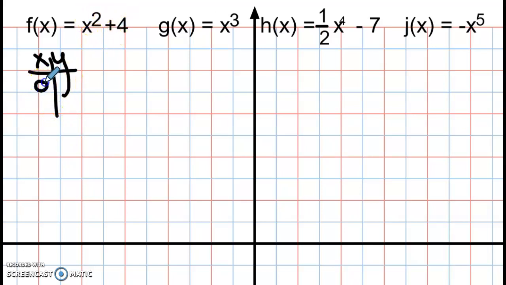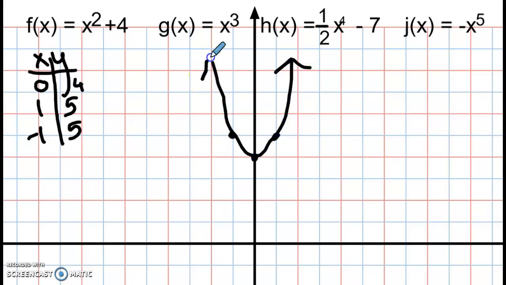If I put 0 in for x, 0 squared plus 4 is 4. 1 squared plus 4 is 5. Negative 1 squared is also 1, plus 4 is 5. You're familiar with this, I know. If I plot the points, I end up getting something called a parabola. Every quadratic, every polynomial of degree 2, ends up having this parabola shape. Why? Because I'm squaring x, so every negative number turns into a positive number, okay? Instead of it going off into the negatives, we flip up here.